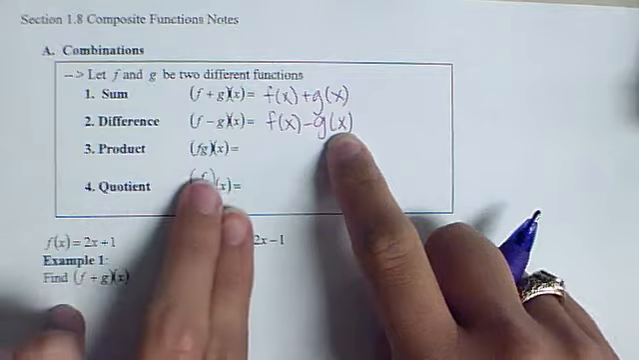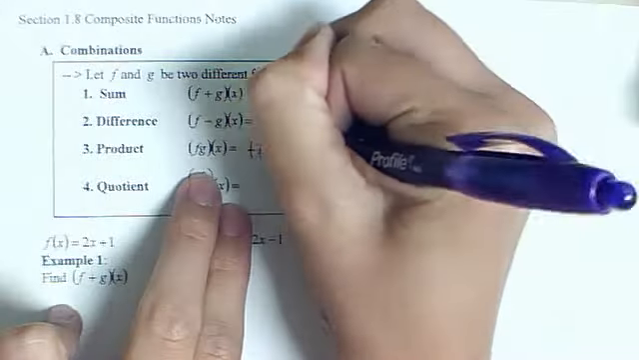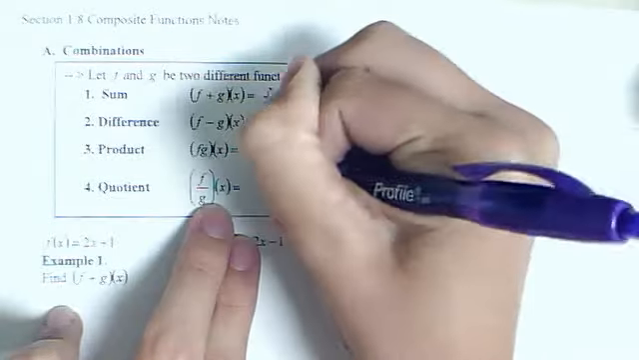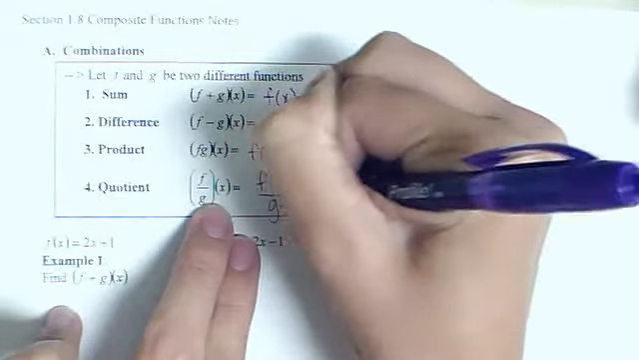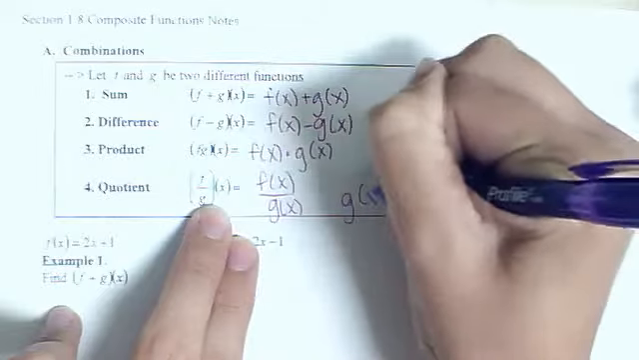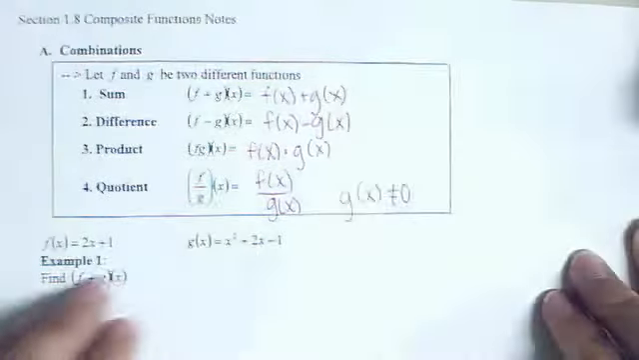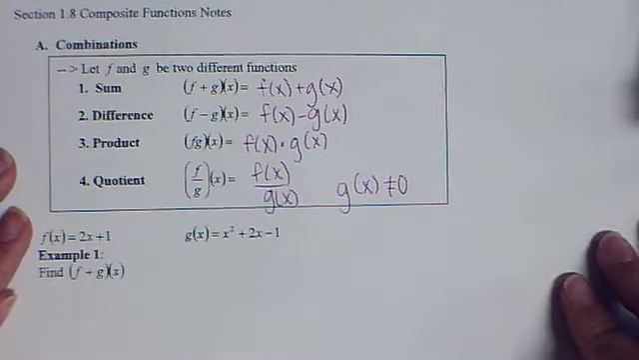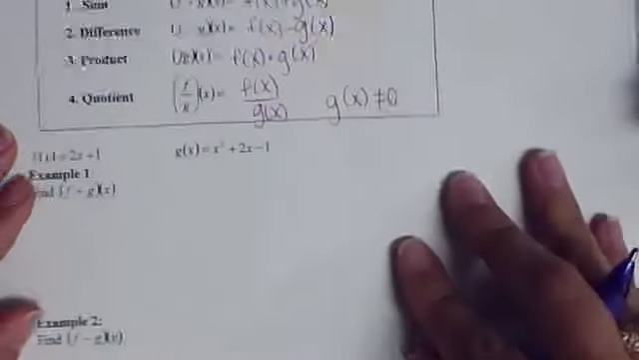For product, you're multiplying the two functions, so that's f of x times g of x. And for division, you're going to do f of x divided by g of x. Right here, you need to be sure that g of x does not equal 0, because if it does, it's going to be undefined, and an undefined function is not a function at all, so that won't work. Okay, let's look at some examples.